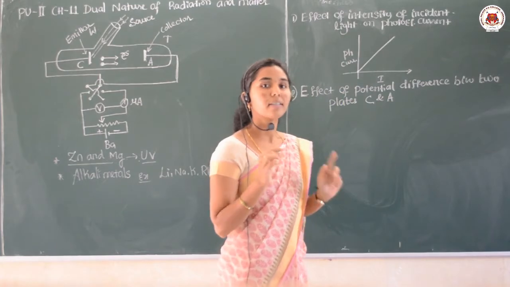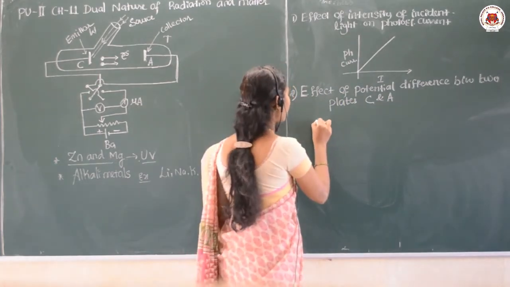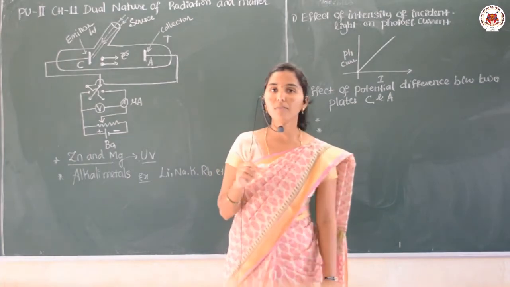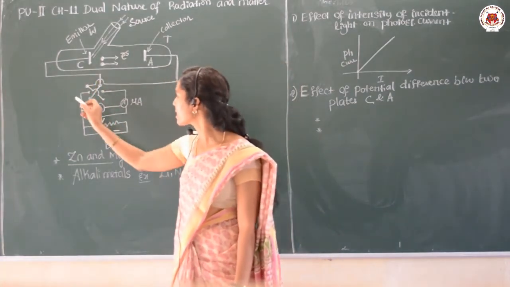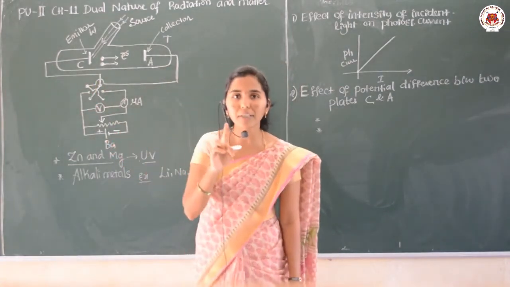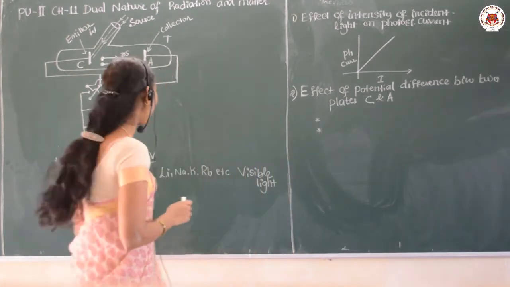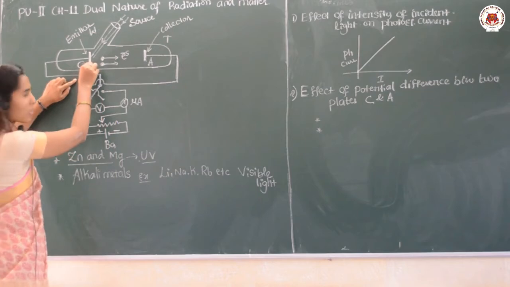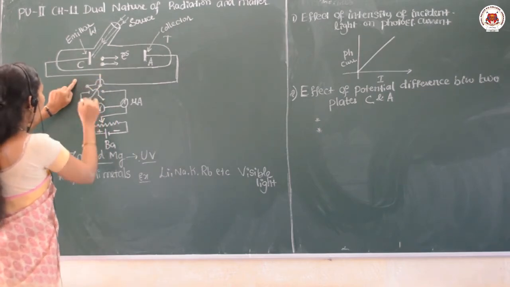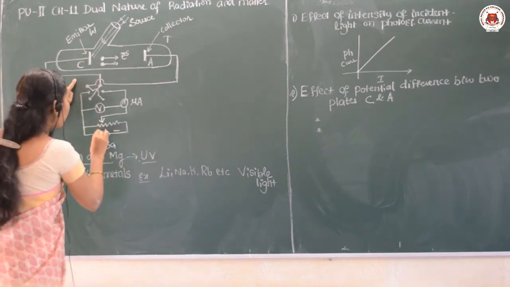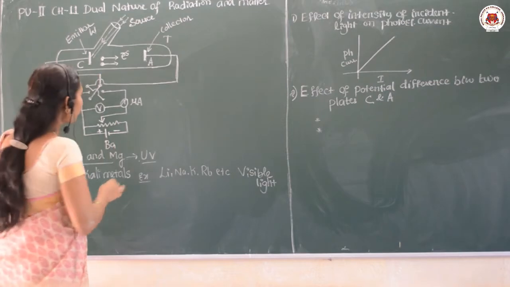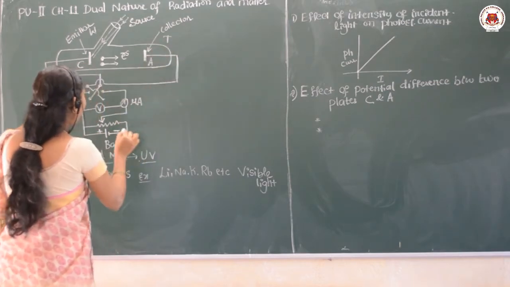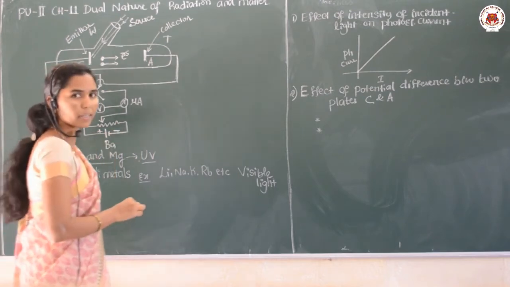Am I clear? Then the second condition is, if the emitter plate is connected with the positive terminal of the battery. See here in the diagram, you can see properly, this is the emitter plate. This emitter plate we are connecting to the positive terminal of the battery, and the collector plate A is connected to the negative terminal of the battery.